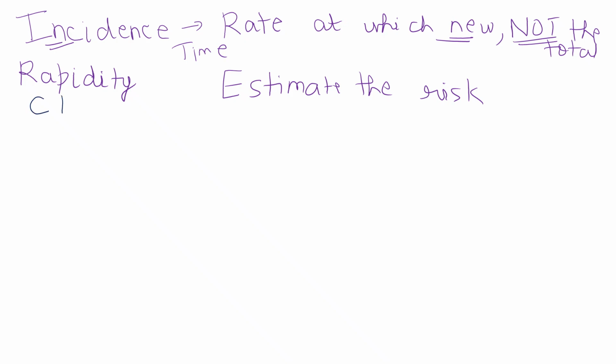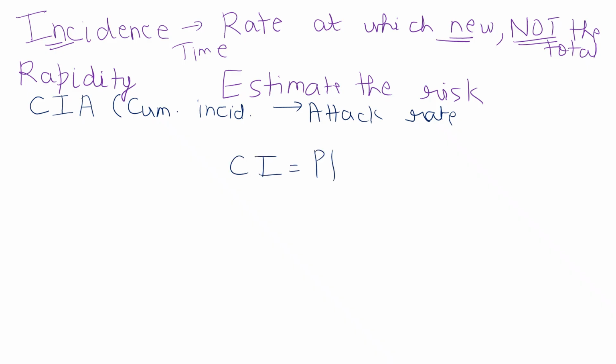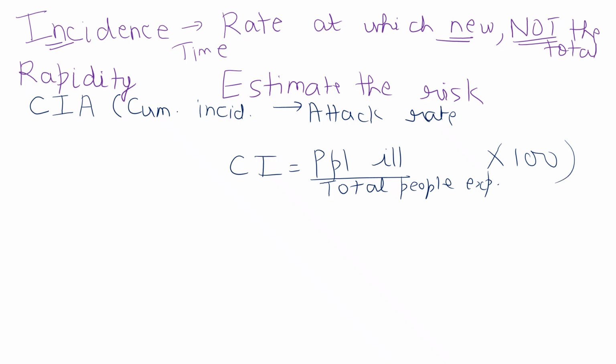Then another similar sounding variable here is cumulative incidence or attack rate. This can be memorized by Central Intelligence Agency. Cumulative incidence is also known as attack rate. Okay, so what is the formula for this? I'll tell you. Cumulative incidence is people who become ill upon total people exposed into 100. This will give you the cumulative incidence.